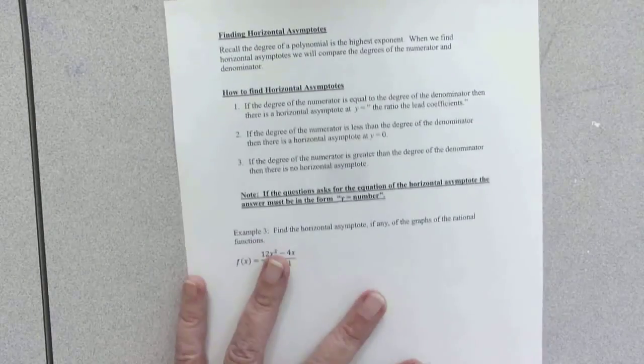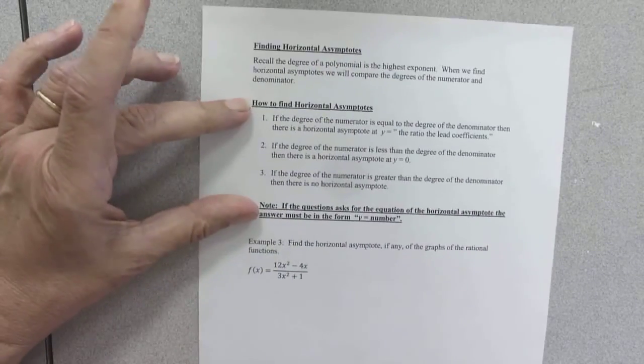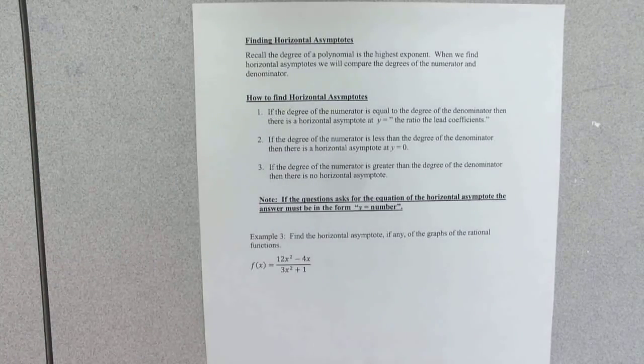Now, finding horizontal asymptotes. We're going to use the concept of degree. Remember, degree means highest exponent. So, how to find horizontal asymptotes? We've got 3 possibilities. Number 1, if the degree of the numerator equals the degree of the denominator, then there's a horizontal asymptote at y equals the ratio of the lead coefficients. And I'll say what I mean about that in a moment.